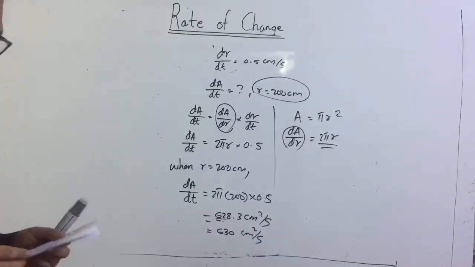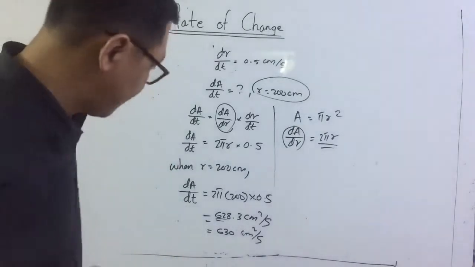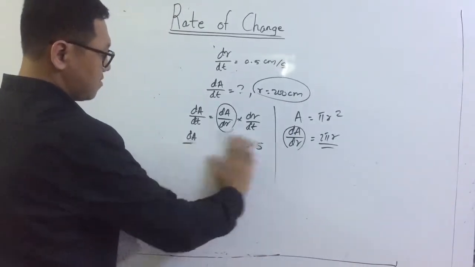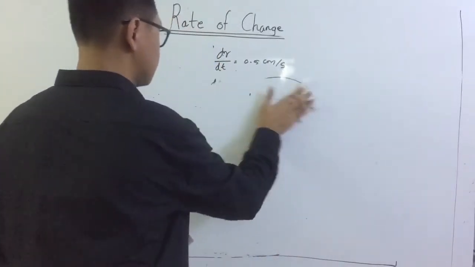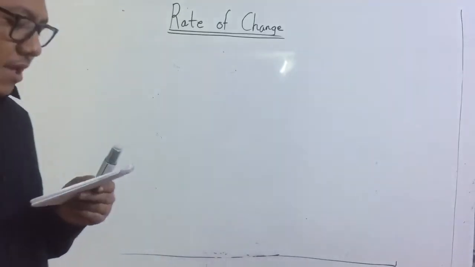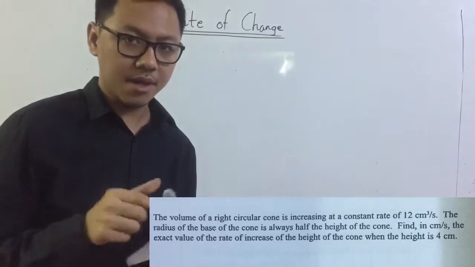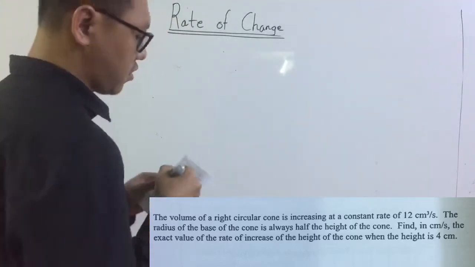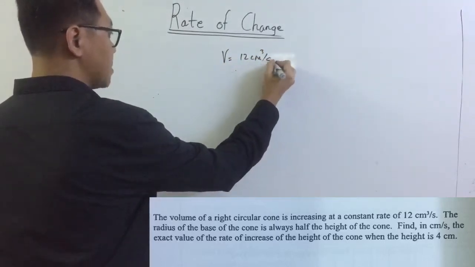That's another example. Let me explain one last example. Let me erase this. The volume of a right circular cone is increasing at a constant rate of 12 cm cubed per second. So that is the rate of change of volume, 12 cm cubed per second. I'm gonna write that down.